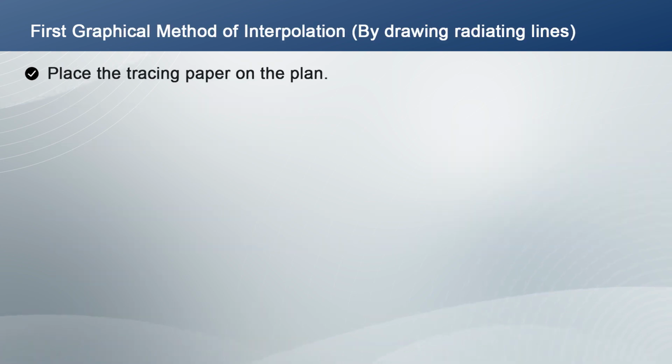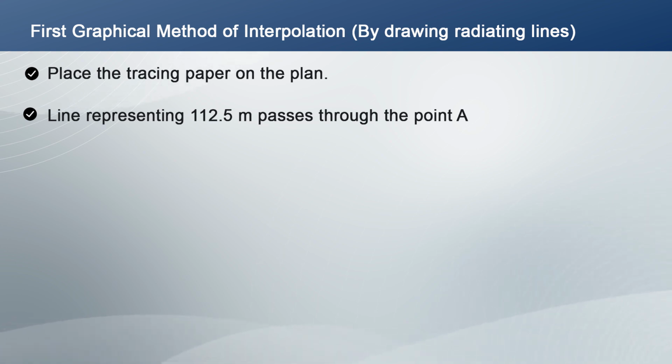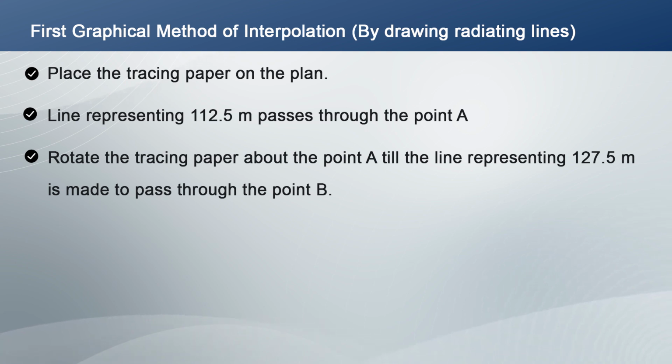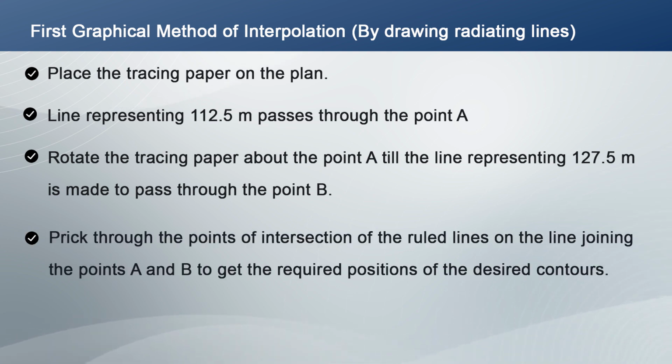Place the tracing paper on the plan on which heighted points have been plotted in such a way that the line representing 112.5 meter, in this case a point in between the two lines 112 meter and 114 meter and at 0.5 mm from 112 meter line, passes through the point A. Now rotate the tracing paper about the point A till the line representing 127.5 meter, in this case a point in between the 126 meter and 128 meter lines and at 0.5 mm from 128 meter line, is made to pass through the point B. Prick through the points of intersections of the ruled lines on the line joining the points A and B to get the required positions of the desired contours.